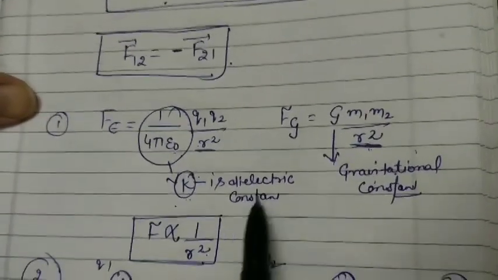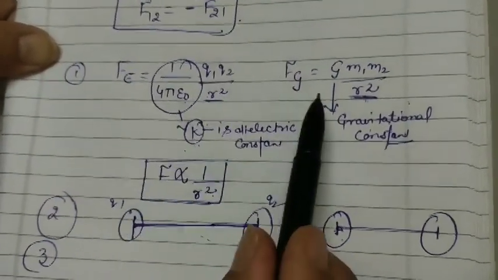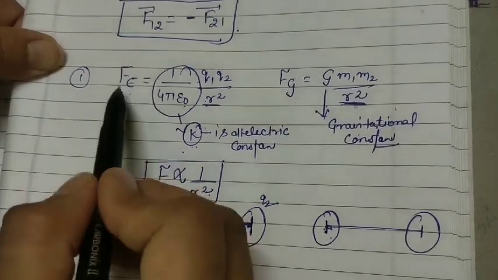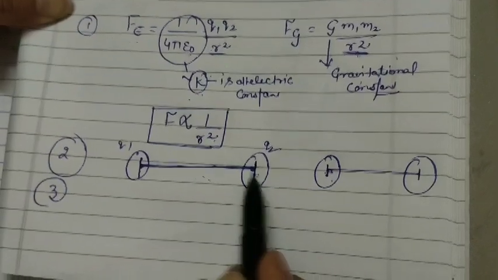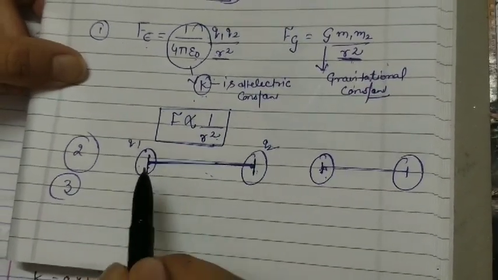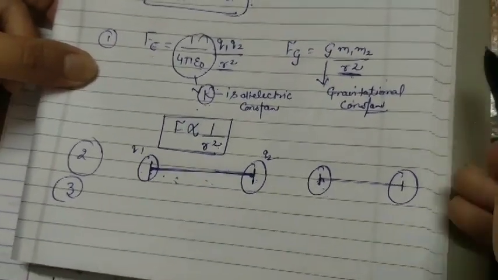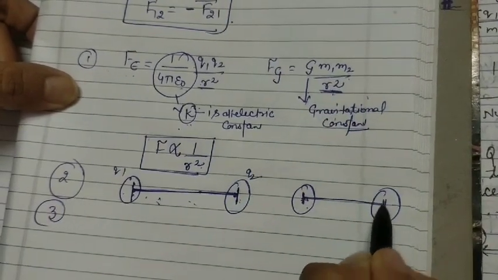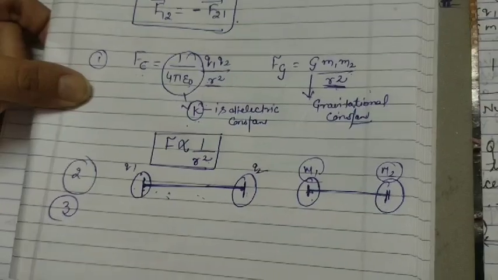These are the similarities, and now the difference between electrostatic force and gravitational force: electrostatic force is repulsive as well as attractive, because like charges repel each other and unlike charges attract each other. But gravitational force is always attractive in nature, because mass has no charge.